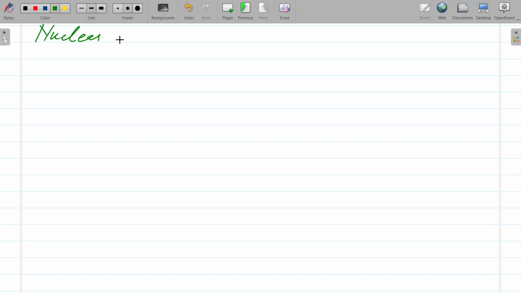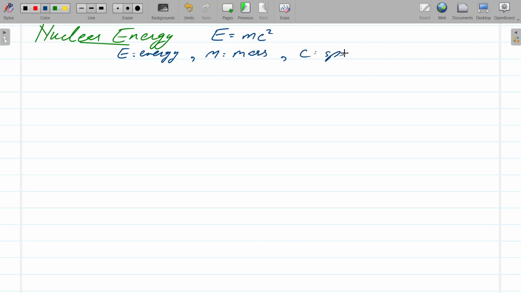nuclear energy. And we are going to come across Einstein's famous equation, the mass energy equation, E equals mc squared, where E is for energy, m is mass, and c is the speed of light.